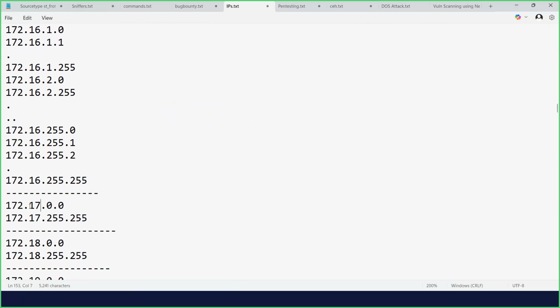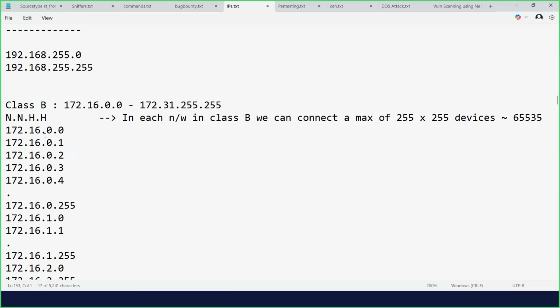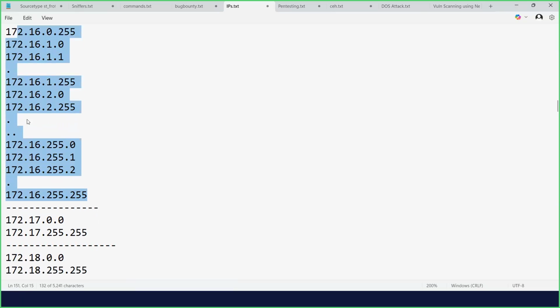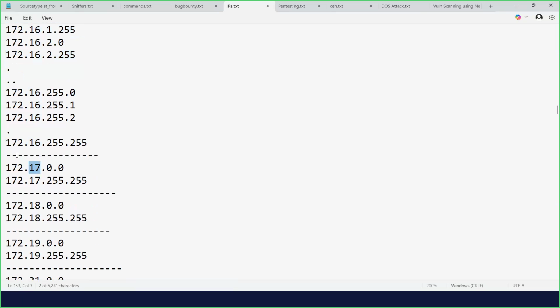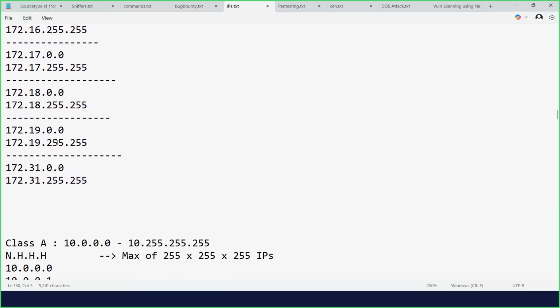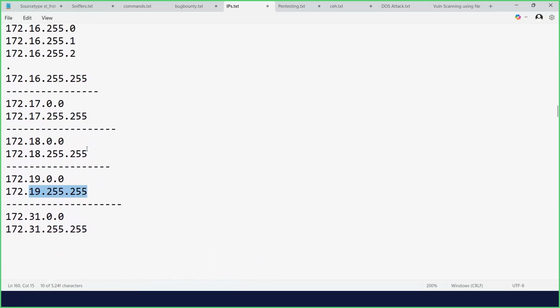Then 16 changes to 17. And whenever there's a change in the network portion, the network divides over there. So all the IPs from 172.16.0.0 all the way up to 172.16.255.255 belong in one single network. When it changes to 17, the network changes there. So from 172.17.0.0 to 172.17.255.255, that's the next network. 172.18.0.0 to 172.18.255.255, that's the next network. 172.19.0.0 to 172.19.255.255, that's the next network.